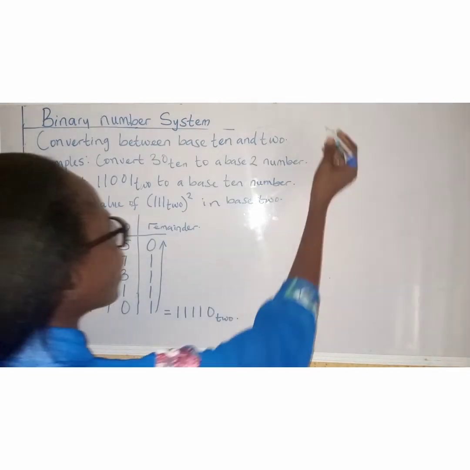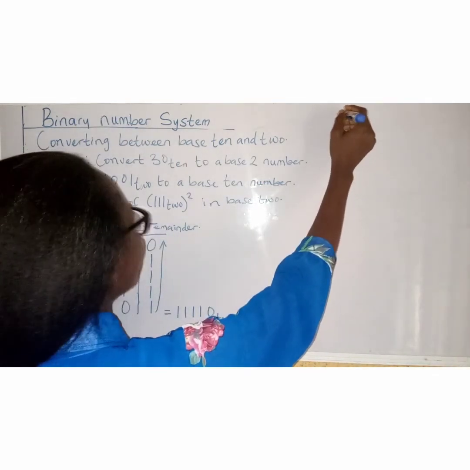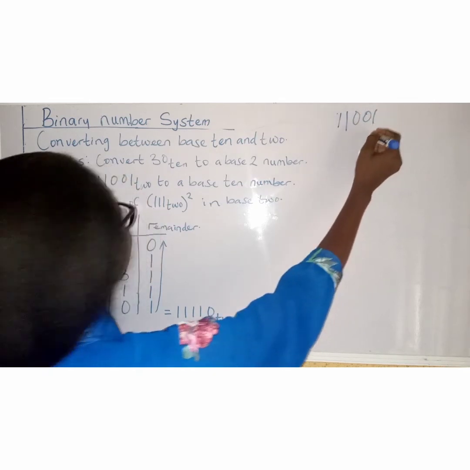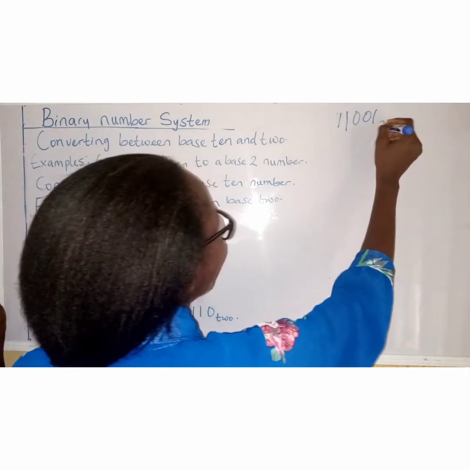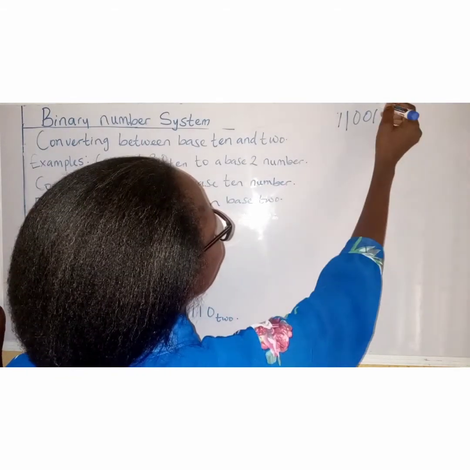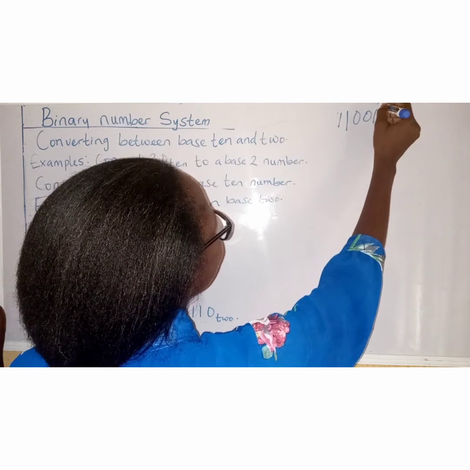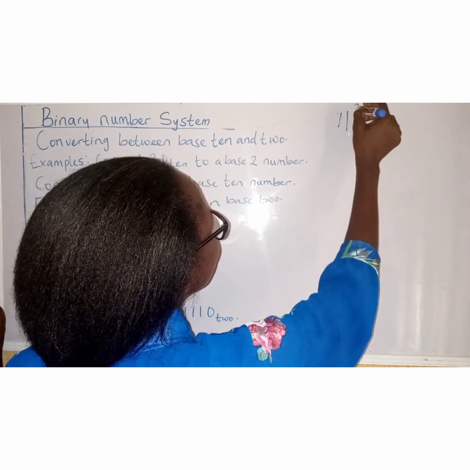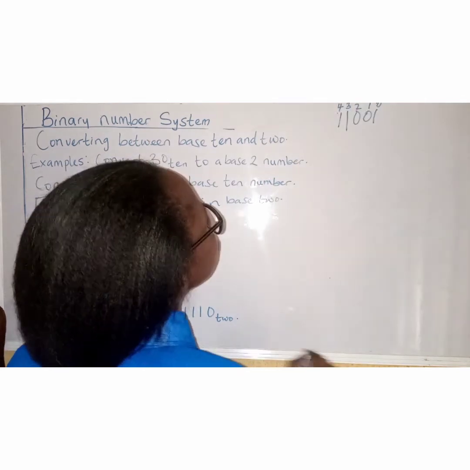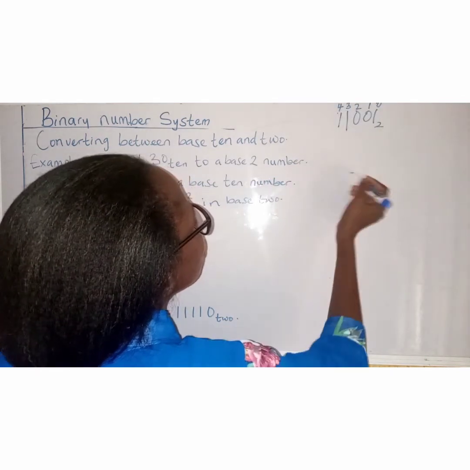You remember the expansion we did the other time. Now look at it: 11001, which is in base 2. We are asked to convert it to what? Base 10. This is what you do. Just label it. You have your 0, 1, 2, 3, and 4, and it is in base 2. So what should you do?